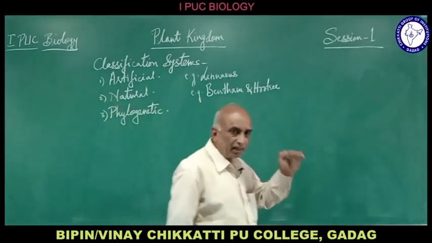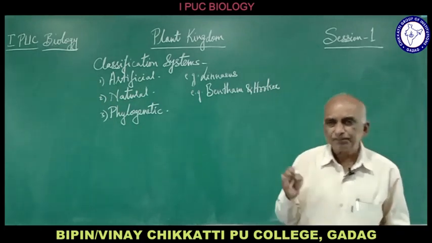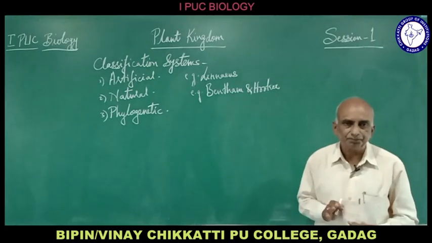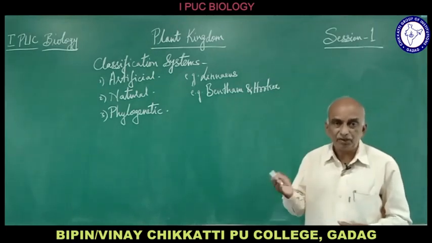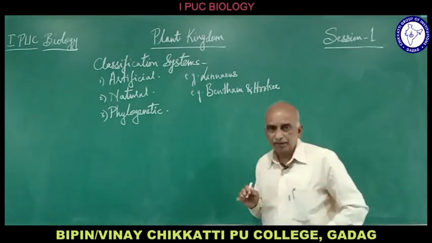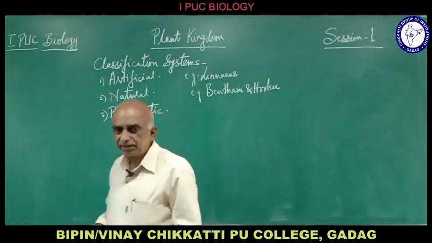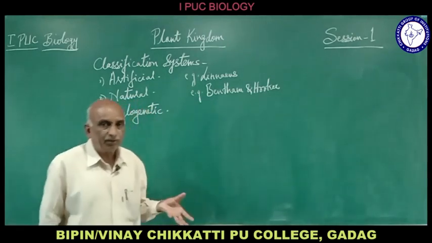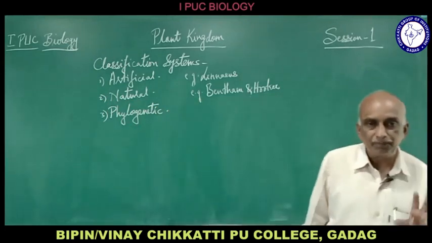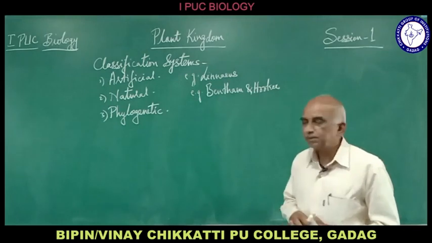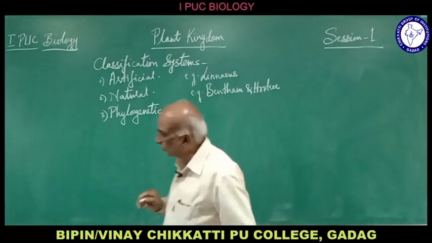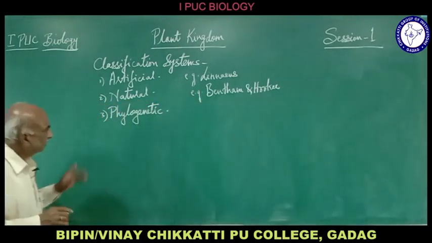So when you study the artificial classification, it gives somewhat less information, or it is one type of study. Natural is somewhat developed, but it is also a moderate type of classification system. But the phylogenetic system takes into account most of the characters which involve the evolutionary relationships, and that is proposed, which is an important system of classification. So this is about the systems of classification.